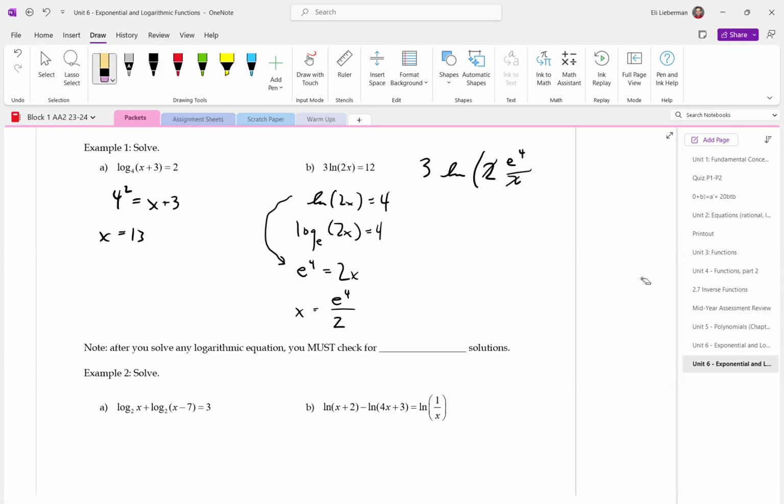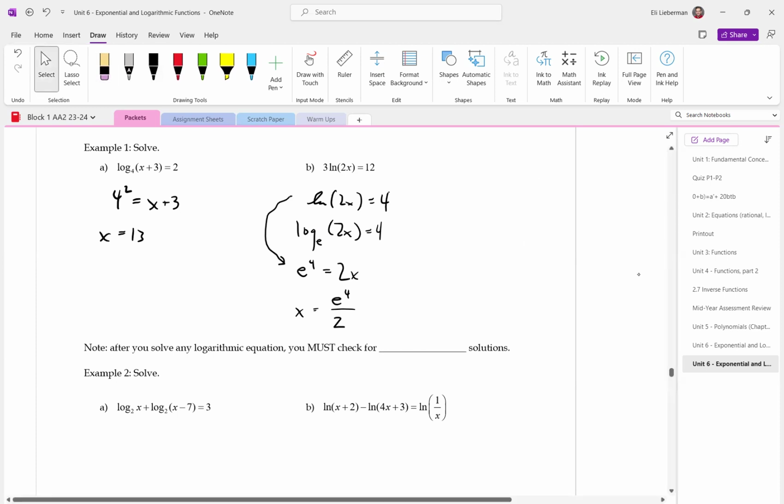But you don't have to check it unless you want to. Wait, can you go over the bringing the 4 down?